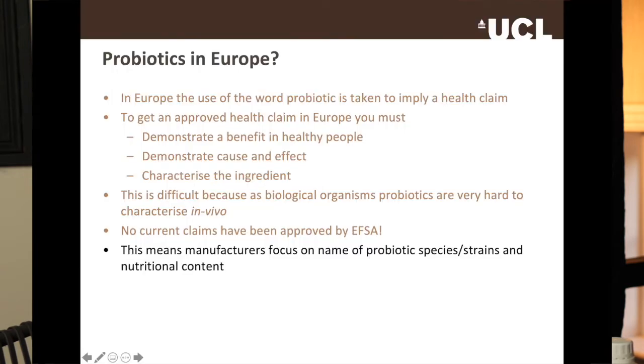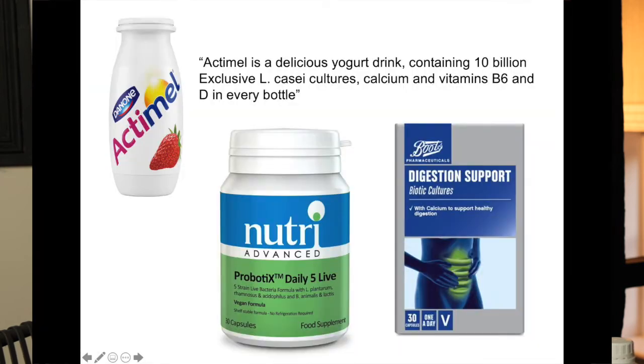What that means instead is that manufacturers come up with really funky ways of avoiding that particular rule when they get very close to crossing the line, in my opinion. So here are some really good examples. If you look at the actual small print on a bottle of Actimel, it reads, "Actimel is a delicious yogurt drink containing 10 billion exclusive L. casei cultures, calcium and vitamins B6 and D in every bottle." I think that would leave you in little doubt that by swallowing this, your health should improve. Right? But it doesn't actually say the word probiotic, does it?